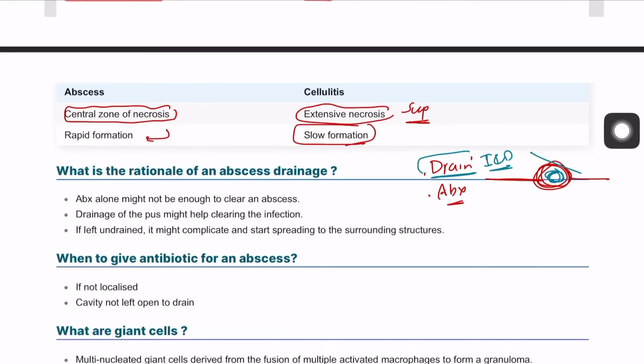All right. However, on the other side, we can still give some antibiotic, but there is a very good rationale for incision and drainage of this abscess, so that will clear the infection. If you remember when I explained the pathology of an abscess, there were some fibroblasts on the outer area and polymorphonuclear leukocytes that will prevent the antibiotic from reaching the center of an abscess or the dead tissue. Okay, and if you leave it without drainage, it might even complicate and start spreading to the deeper tissue.